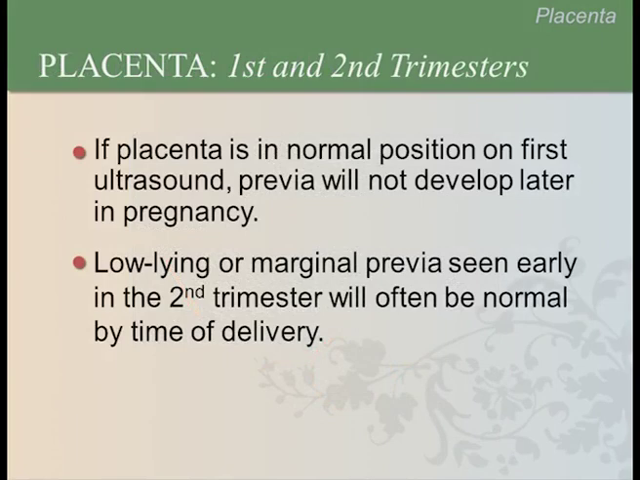Placenta previa does not usually develop later in pregnancy. If the first ultrasound shows normal placental position, previa will not develop later. In addition, a low-lying placenta or marginal previa that is seen early in the second trimester will often assume normal position by the time of birth with uterine growth.